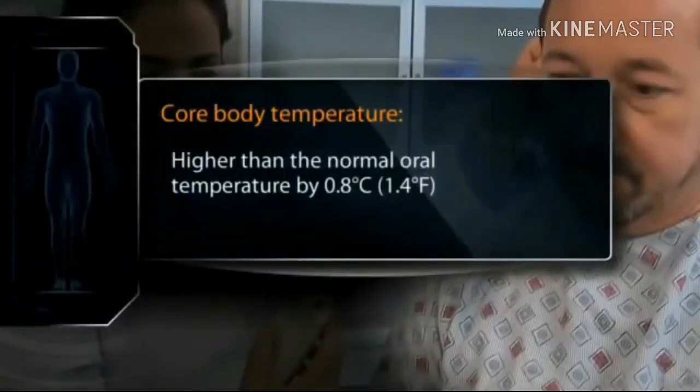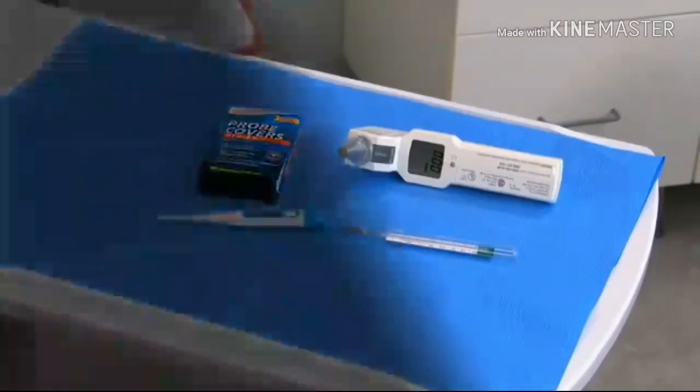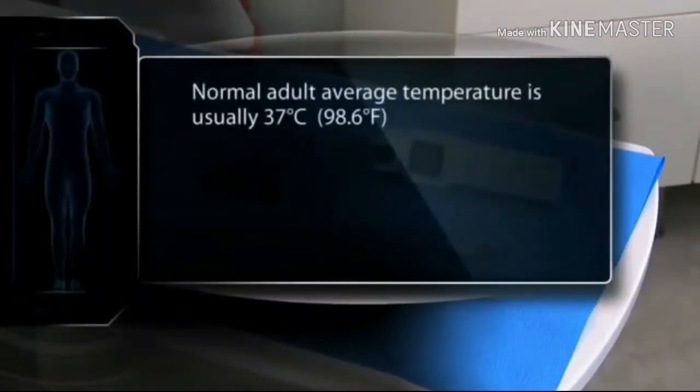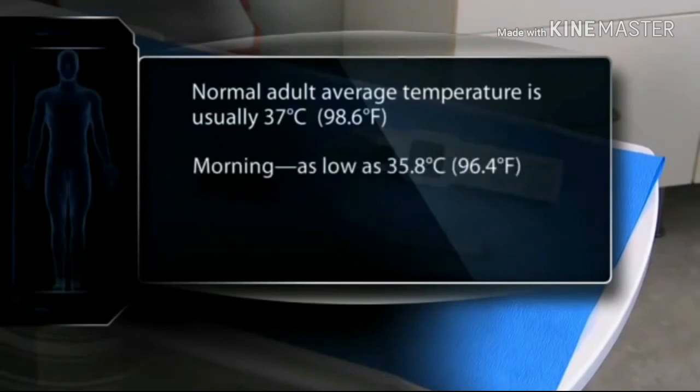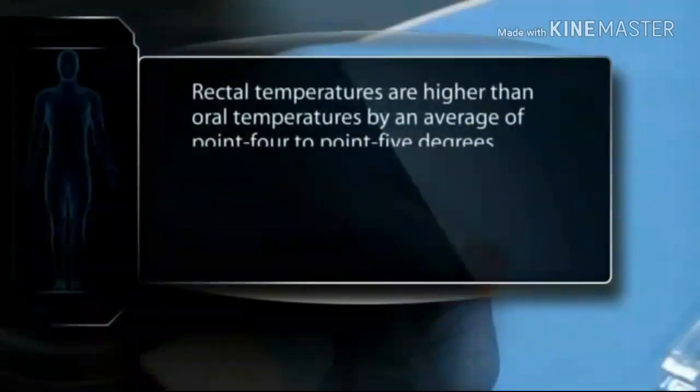This method measures core body temperature, which is higher than the normal oral temperature by approximately 0.8 degrees Celsius or 1.4 degrees Fahrenheit. Normal oral temperature in adults fluctuates considerably, with the average usually quoted as 37 degrees Celsius or 98.6 degrees Fahrenheit. It may fall as low as 35.8 degrees Celsius in the morning hours, or rise as high as 37.3 degrees Celsius in the late afternoon or evening.